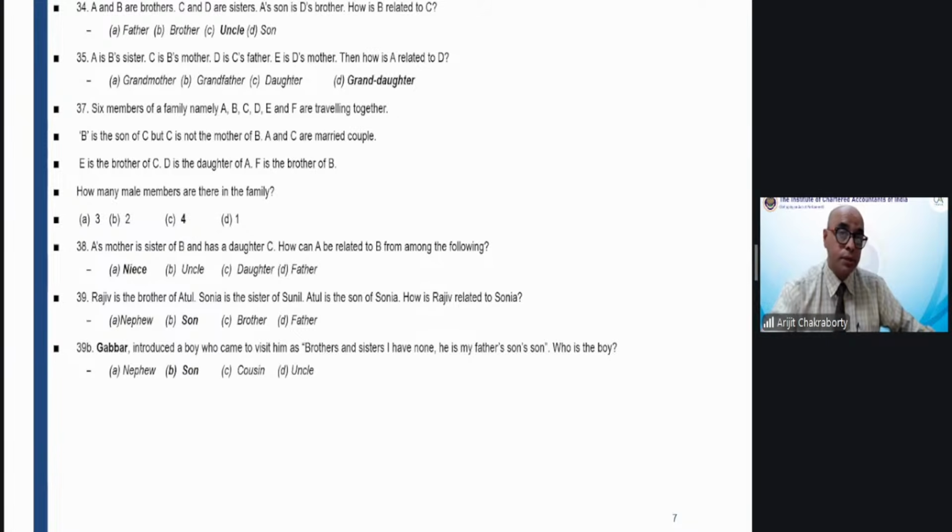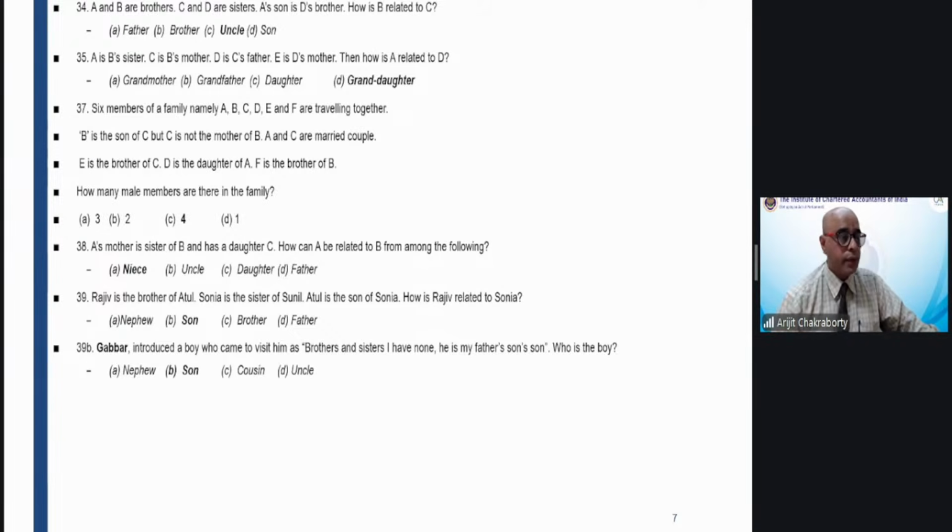Sonia is the sister of Sunil. So Sunil is male and Sonia is female. Sunil is the brother of Sonia. यानी Sonia Sunil की बहन है. Fine. Question is, how is Rajiv related to Sonia?